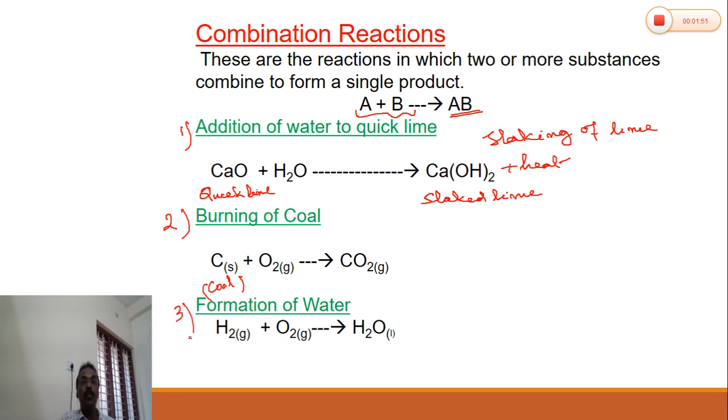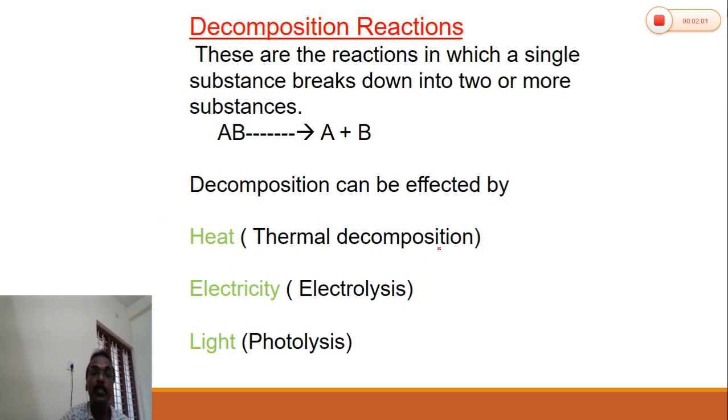The next, third example, is the formation of water. H2 plus O2 gives H2O. Here two elements, hydrogen and oxygen, combine to form water. So this is an example of a combination reaction.